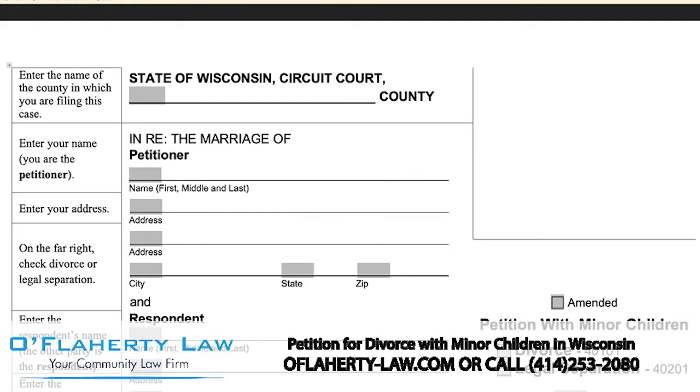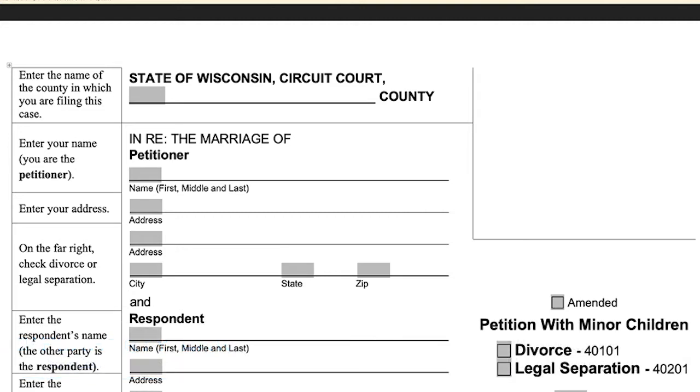Hi, this is Heather Jones, a family law attorney with O'Flaherty Law, and today we're going to do a how-to video on filling out a petition for divorce in Wisconsin with minor children. That's Form FA-4108V.